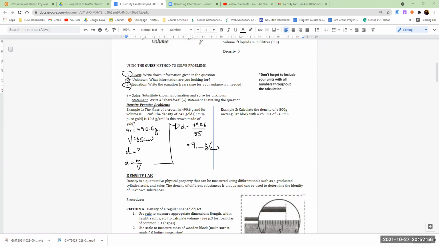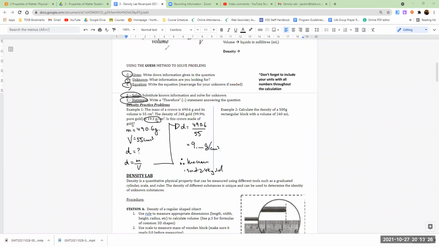Okay. And therefore statement, 9 point something versus pure gold being 19.3. So clearly this crown is not gold. So you say, therefore, the crown is not 24 karat gold. The same applies here, so you can try that on your own. But you see how I am trying to fulfill every single letter in the word GUESS.